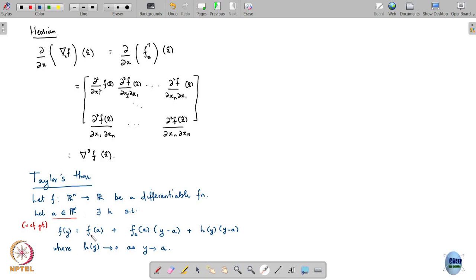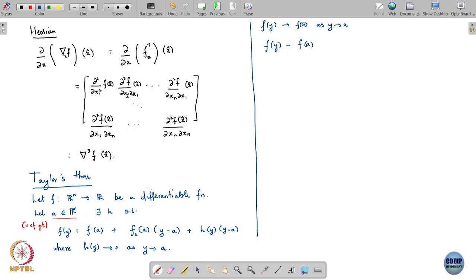What this theorem is saying is that as y tends to a, if you look at f of y minus f of a, divide that whole thing by y minus a, then that starts behaving more and more like f x of a. It is of course true that as y tends to a, f of y tends to f of a. But what this theorem is actually telling you is how fast f of y tends to f of a as y tends to a. So it is telling you a measure on this difference.